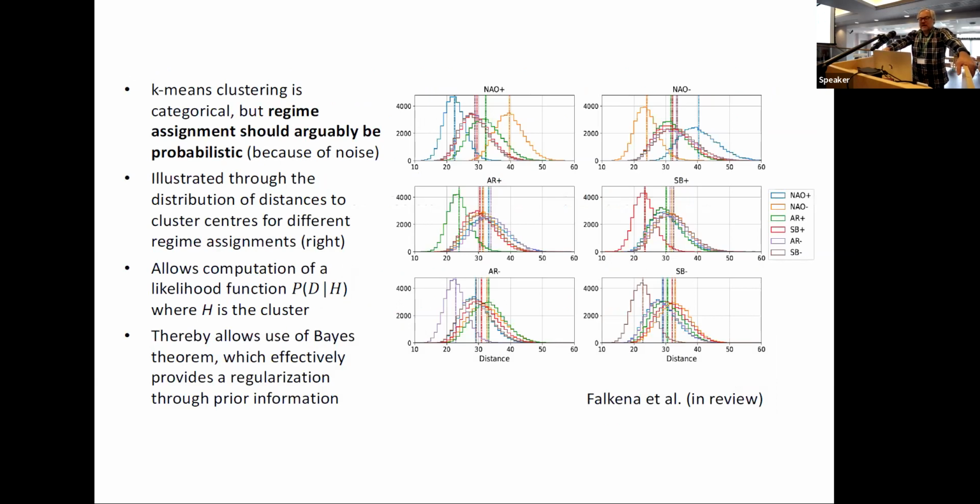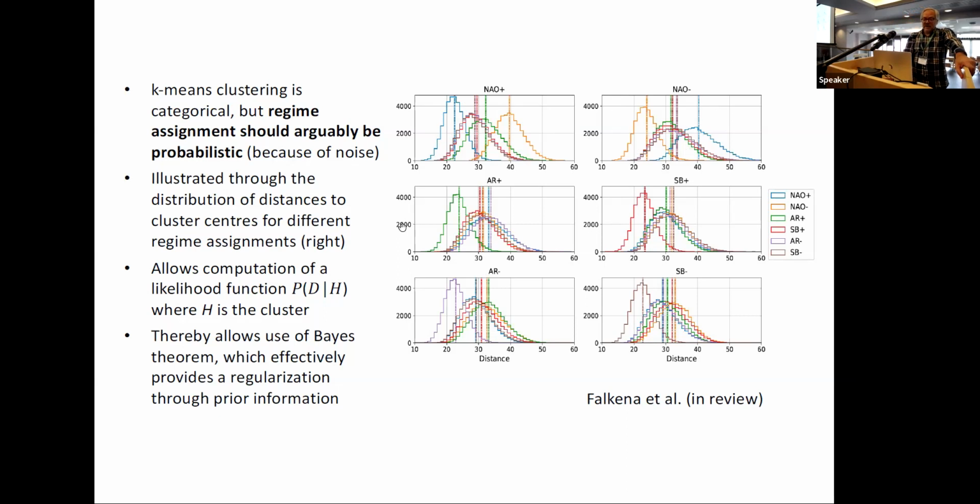Now, k-means clustering is categorical. You're either in a cluster or you're not, but the regime assignment should arguably be probabilistic because of the noise. So these are the distributions of the distances from the different cluster centers for different regime assignments. For example, in the NAO, this is showing states which are classified as NAO plus. This shows the distribution of distances to NAO plus itself, which is of course a small number, or the other ones. NAO minus is actually large. You can see that the distributions are pretty close to normal, because we're a long way from zero here because of the noise.